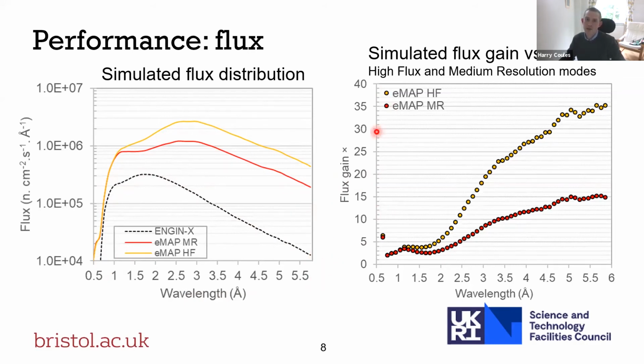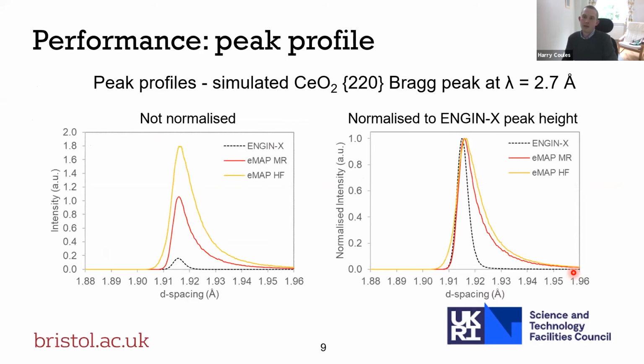And if you see here in terms of flux gain over ENGIN-X, we've got a very significant flux gain over the whole wavelength range. For most engineering studies, we tend to be interested in the wavelength range of about 1 to 3.5 angstrom. So we're getting a flux gain of, even in the high resolution mode, between 4 and 10 times across that wavelength range, and much more if you're using the high flux mode.